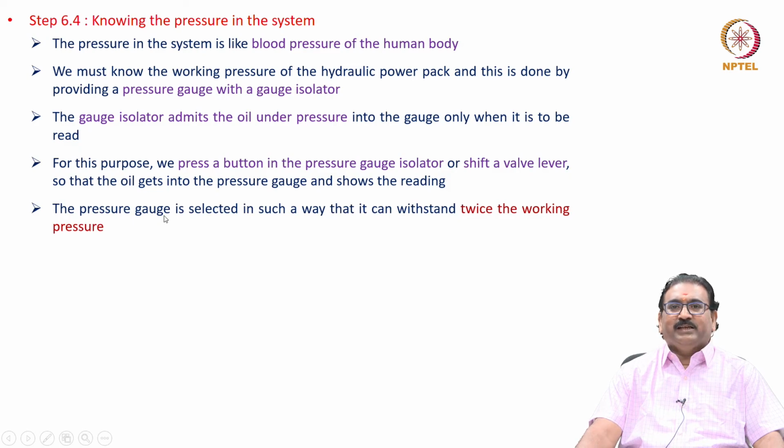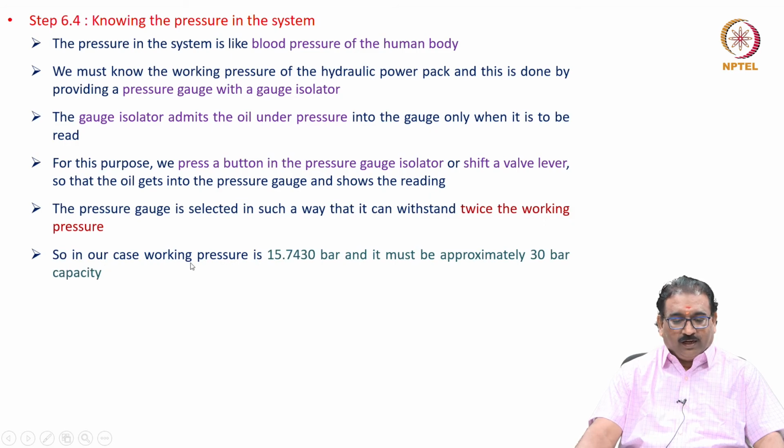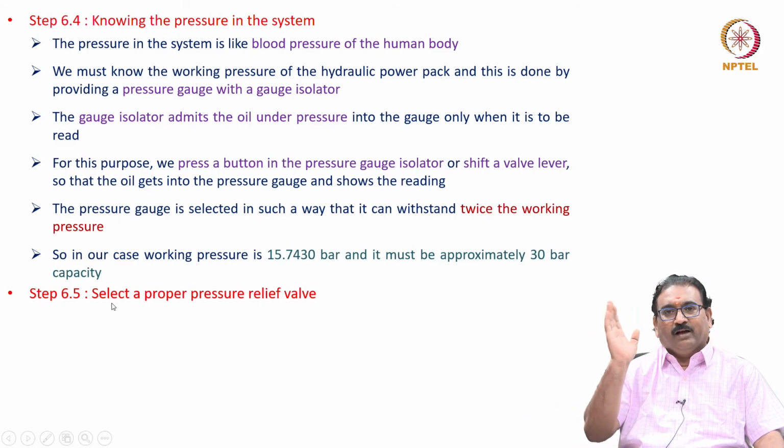The pressure gauge is selected in such a way that it can withstand twice the working pressure. So, in our case, working pressure is 15.73 bar and it must be approximately 30 bar capacity, meaning the pressure gauge will show up to 30 bar.